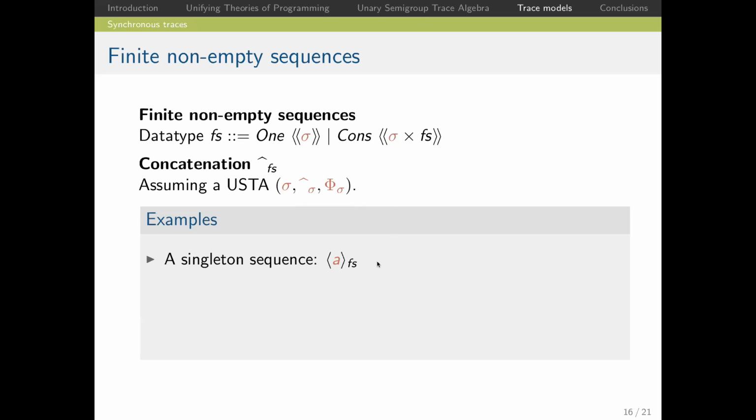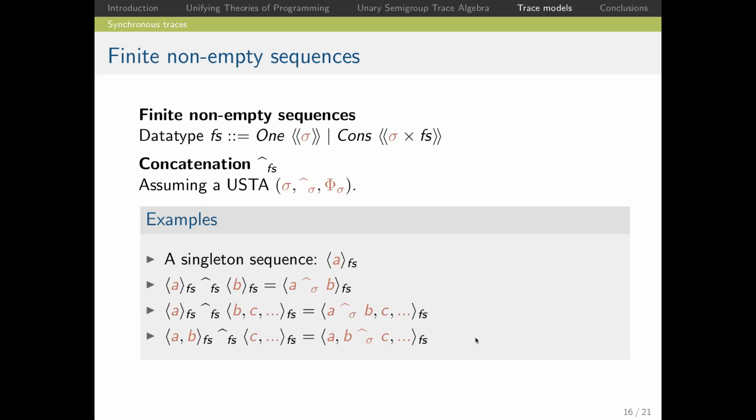So here's an illustration of some of the examples for this structure. We have a singleton sequence, and if you have two non-empty finite sequences, the way that they're concatenated is by concatenation of their elements using the concatenation operator from the sigma type. And similarly, if you have such a singleton concatenated with a larger sequence on the right-hand side, we concatenate A and B using the concatenation for sigma, and similarly for the other case.